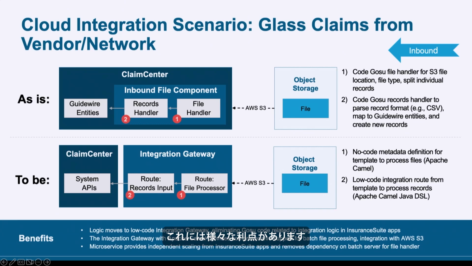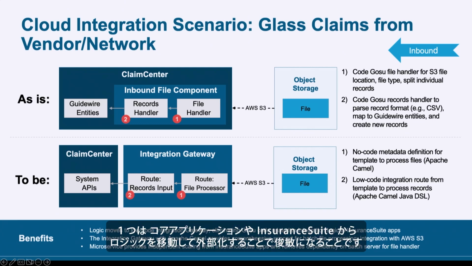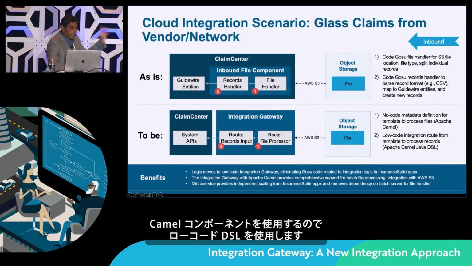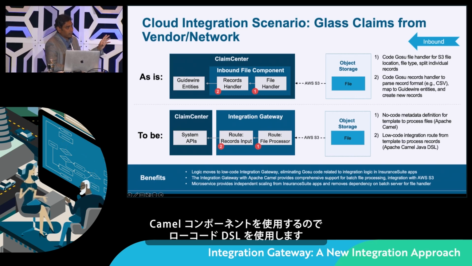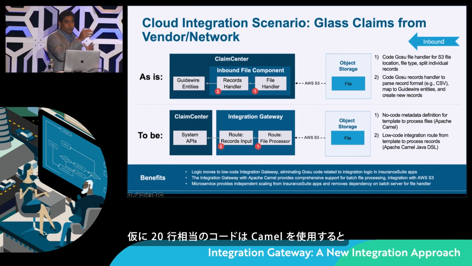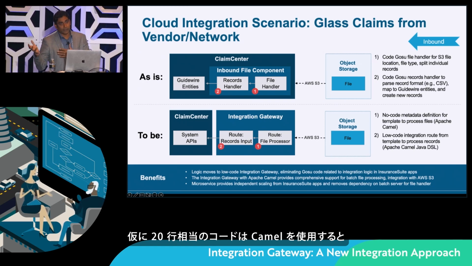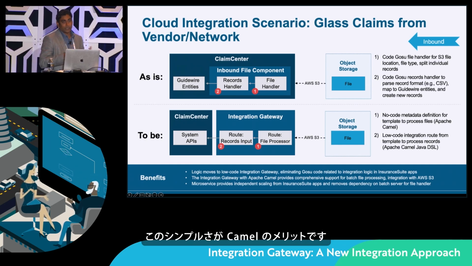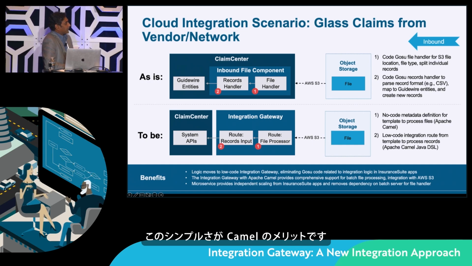So the net is there are various benefits with this. One, you are able to externalize the logic from your core application, the insurance suite, so that you can be more agile. And you are eliminating a lot of code, because you're using Camel components and the low code DSL, which is very, very powerful. If you were to write 20 lines of code, in a Camel route it will boil down to a couple of lines. It's that simple. That's the benefit you get with Camel.